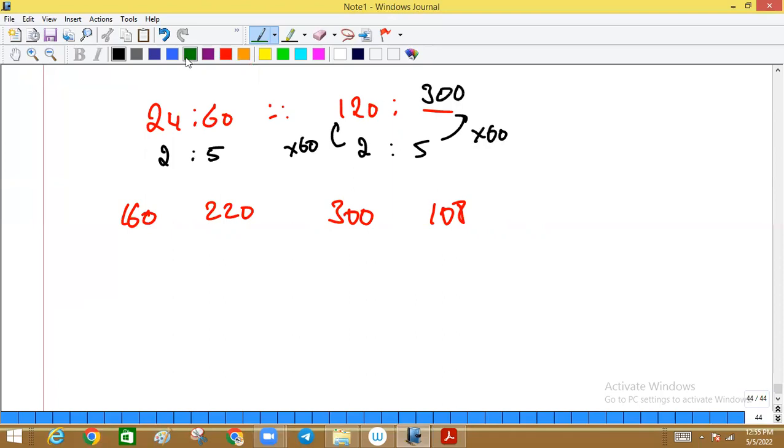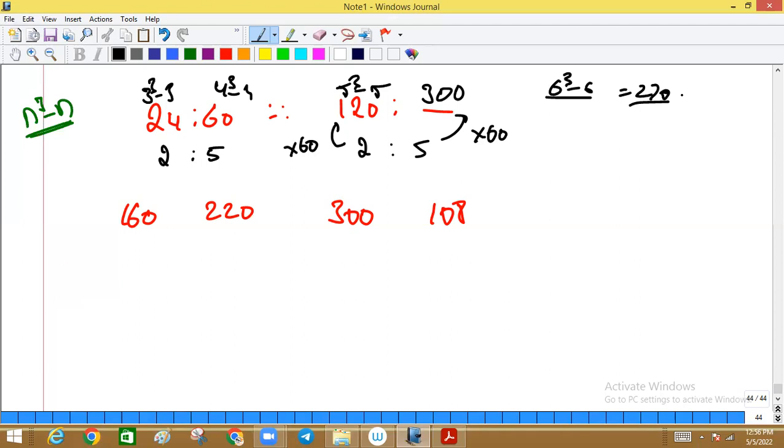300. Yes or no? Not only this, are 24 and 60 near to any square or a cube? What is 24? 3 cube minus 3. What is 60? 4 cube minus 4. What is 120? 5 cube minus 5. So it is the format of n cube minus n also. It is 3 cube minus 3, 4 cube minus 4, 5 cube minus 5. So obviously what is your answer? 6 cube minus 6. That is 210.